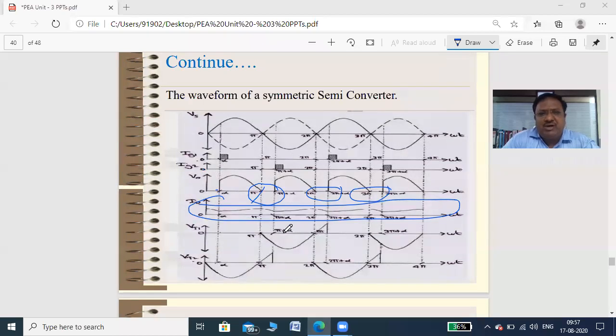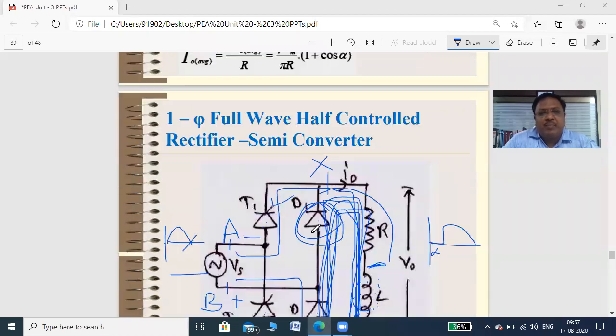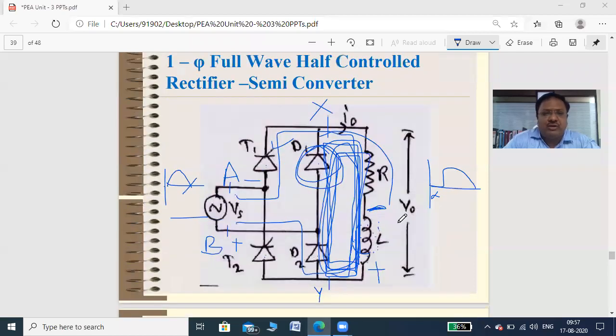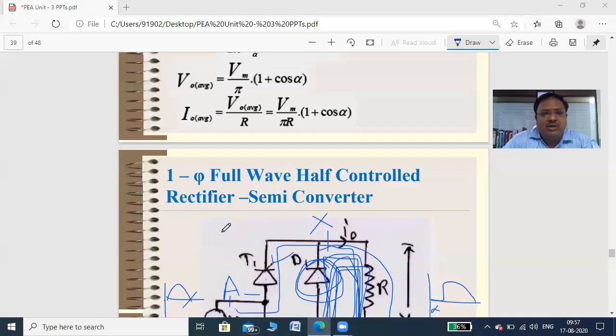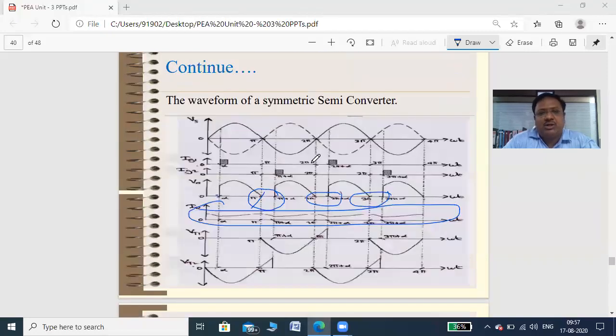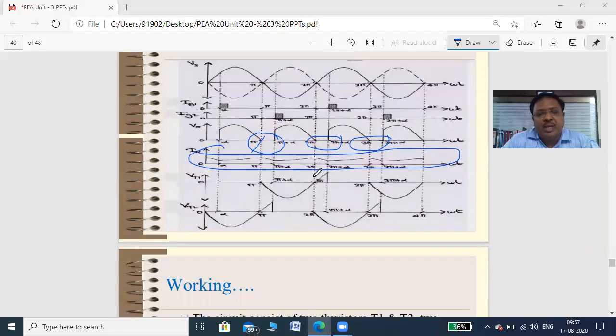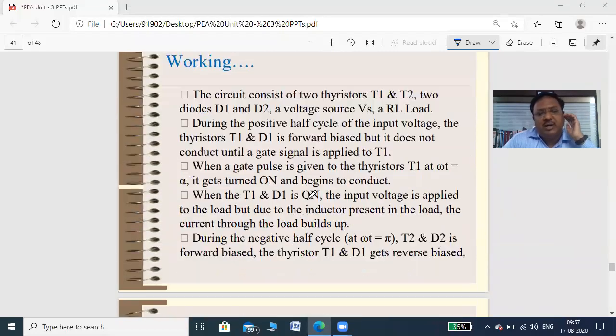So semi converters, or we can say a half controlled converter, have an advantage, right? That is, only 2 SCRs are required and no freewheeling diode is required. Still the operation is same. Okay. So this is about the single phase full wave half controlled rectifier or a semi converter, which is a symmetric configuration. Now we will see the asymmetric configuration.